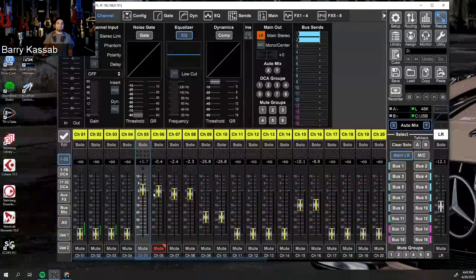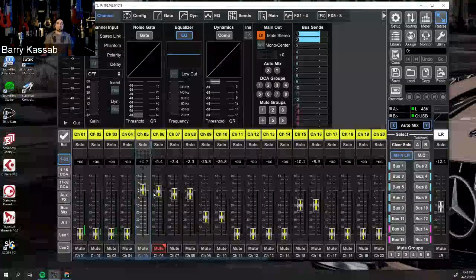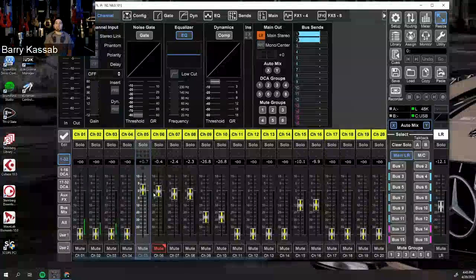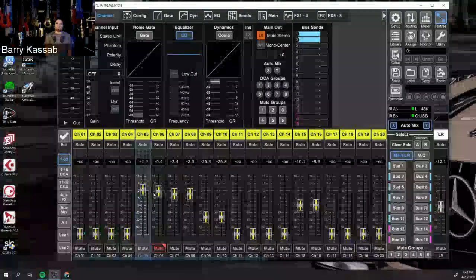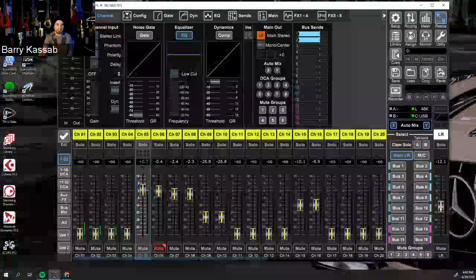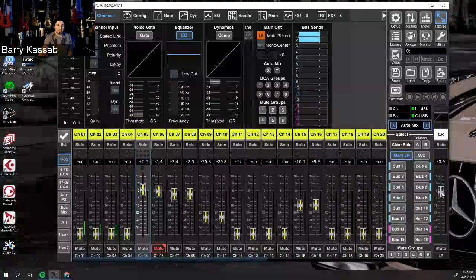Some engineers like to double check that because in some places it's not done properly, and unfortunately it's a fact. But generally in an ideal situation, if you know there's a system guy running the PA, you're all cool. Now, when that is done, you need to make sure that your master fader is put on the max, zero.